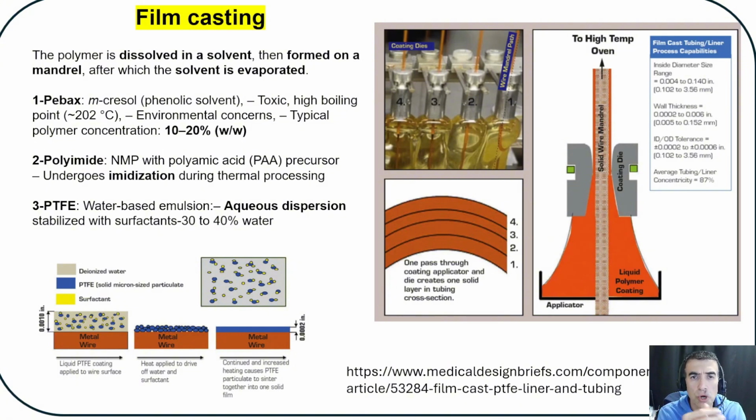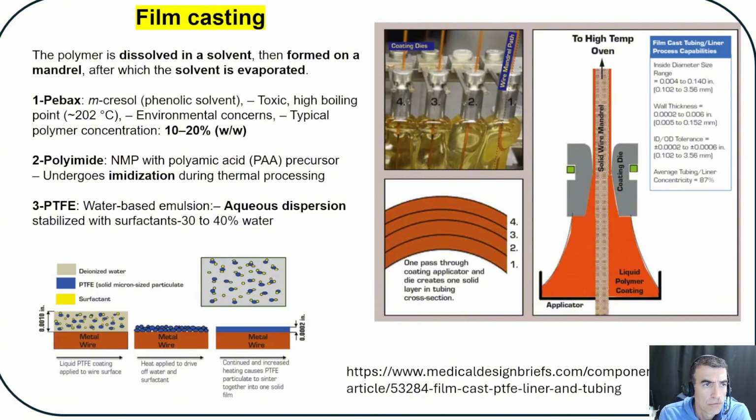Each cycle would coat about 1/10 of a thou, or a thousandth of an inch, of polymer on the surface. So if you go 10 cycles, you coat about 1 thou, or 0.001 inch, of polymer on a mandrel. Each polymer has a different type of solvent that is compatible and good for that polymer for casting.